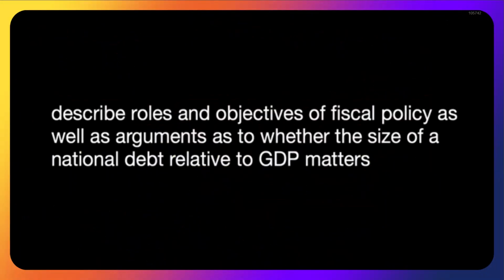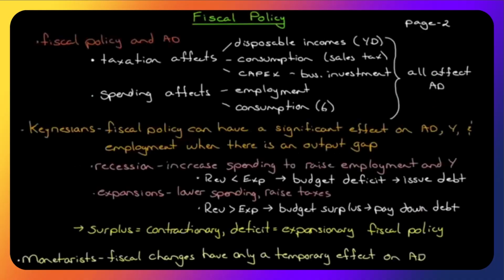Next learning objective comes in two parts. First part, describe roles and objectives of fiscal policy. The next part is to look at arguments as to whether the size of a national debt relative to GDP matters. And given the increased size of debt to GDP ratios in most developed countries, well, that's an interesting argument these days. Okay, let's look at the effect of fiscal policy on aggregate demand from both taxation and spending.